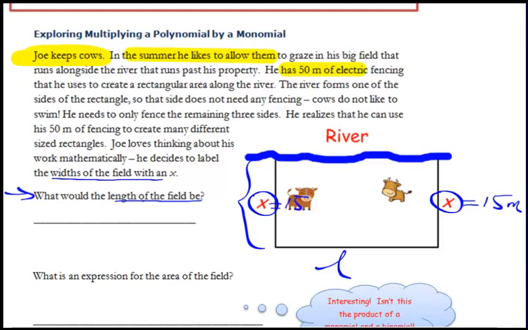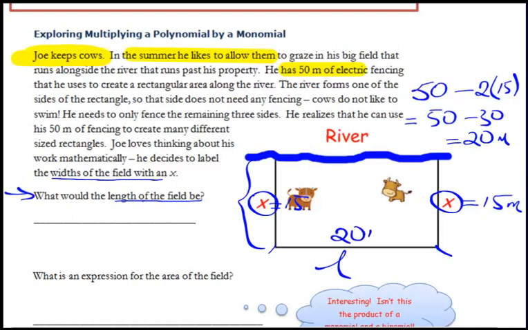Now, if he uses 15 meters of his electric fencing for the widths of the field, what's going to be left to make up the length of the field? Well, let's think about it. Doing a little bit of a sum here. He's got 50 meters total, and he's used two lots of 15, so it would be 50 minus 2 times 15, and that's easy mental math, isn't it? 50 minus 30 would give us 20 meters of fencing, wouldn't it? So we would have 20 meters along there, and if we were interested in calculating the area, we would have 15 times 20, which is equal to 300 square meters, isn't it?